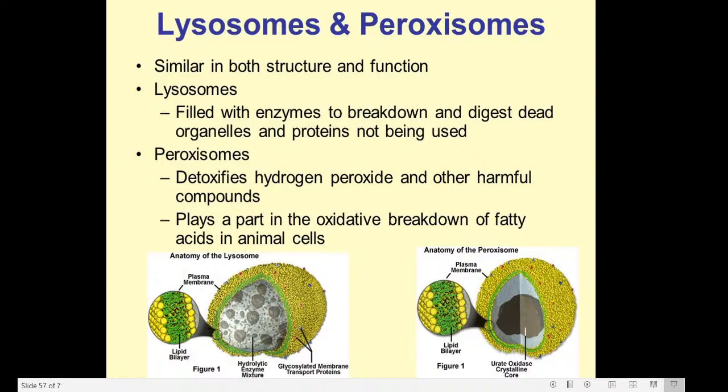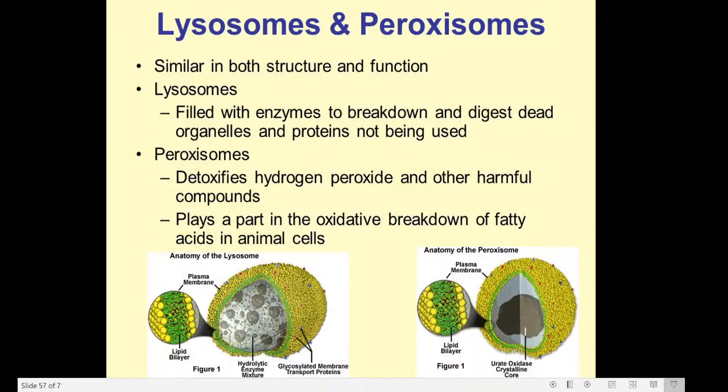What is the difference between the lysosome and the peroxisome? The lysosome is filled with enzymes that break down and digest organelles, but the peroxisome is helpful for detoxification of hydrogen peroxide. It does the oxidative breakdown of fatty acids in a normal cell. In the lysosome, the internal part has a hydrolytic enzyme mixture, but in the peroxisome, the inner part only has the urate oxidase crystalline core.